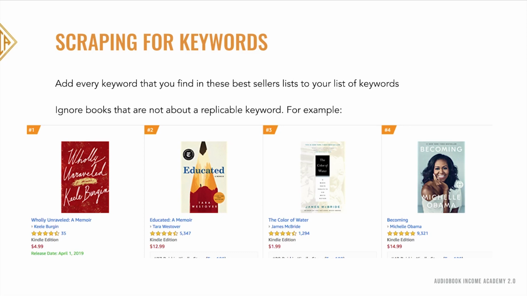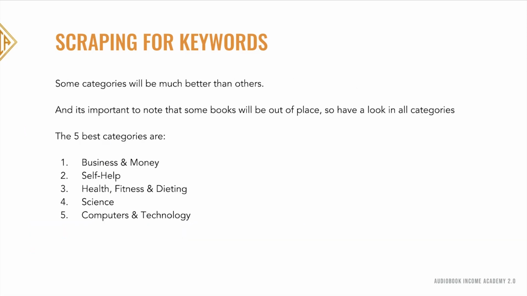But anyway, that's besides the point. Moving on. There is a way to calculate how much it's actually making. We'll save that for a future lesson. You can use this Kindle book calculator. I want to do that after. Moving on. Scraping for keywords.